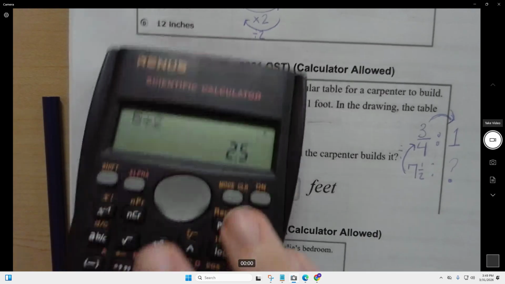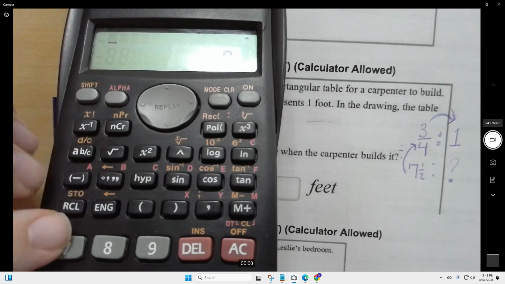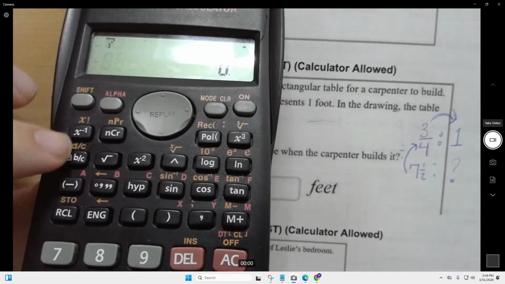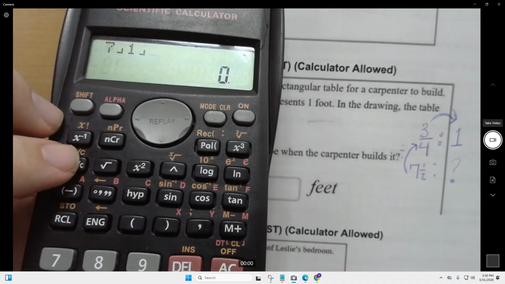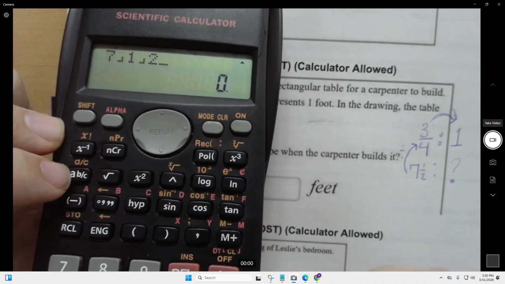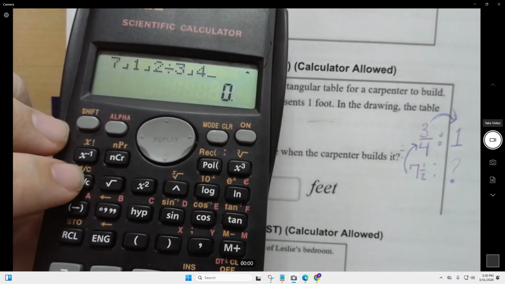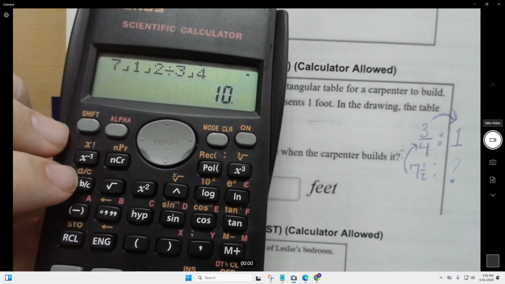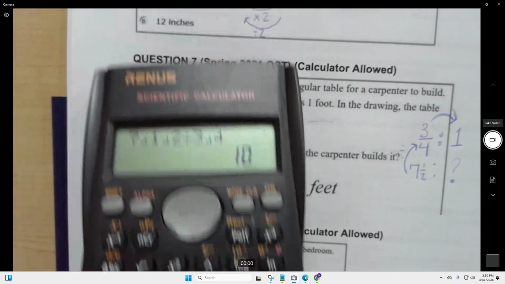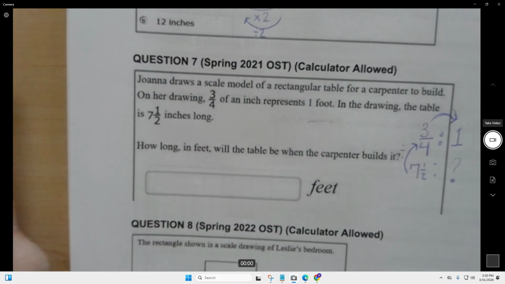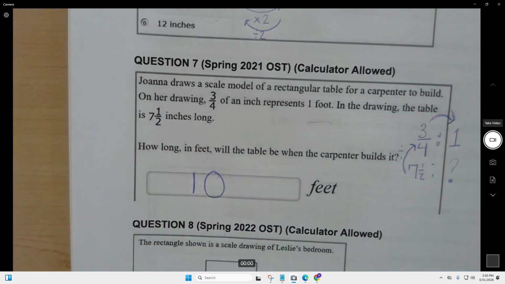So let's do that. We are allowed a calculator. So let's talk about how to put this in. 7, ABC, 1, ABC, 2, divided by 3, ABC, 4, equals 10. That's it. That's all it is. 10 feet. That's your missing link.